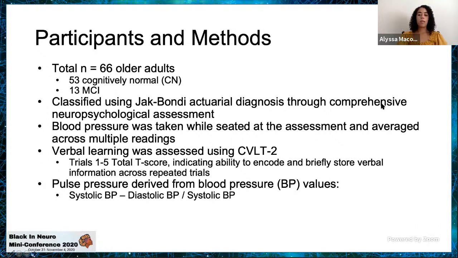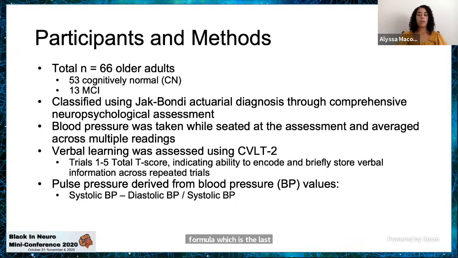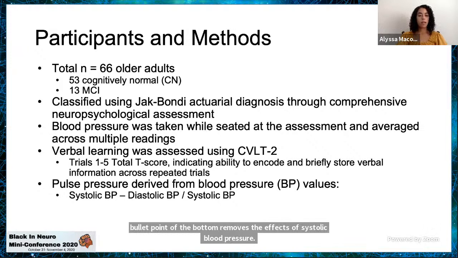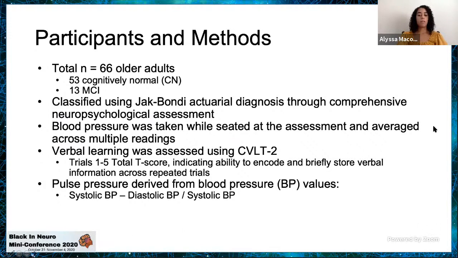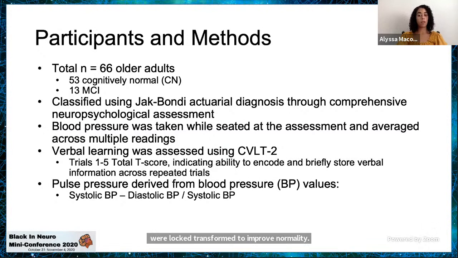And so for verbal learning, we used the CVLT-2 trials 1 through 5, which is when we read a list of words over a course of 5 trials, and they repeat it back to us after every trial. And so we used a multiple linear regression, which evaluated whether cognitive diagnosis moderated the association between arterial stiffness and verbal learning. And we controlled for age, sex, education, and diabetes status. Next slide, please.